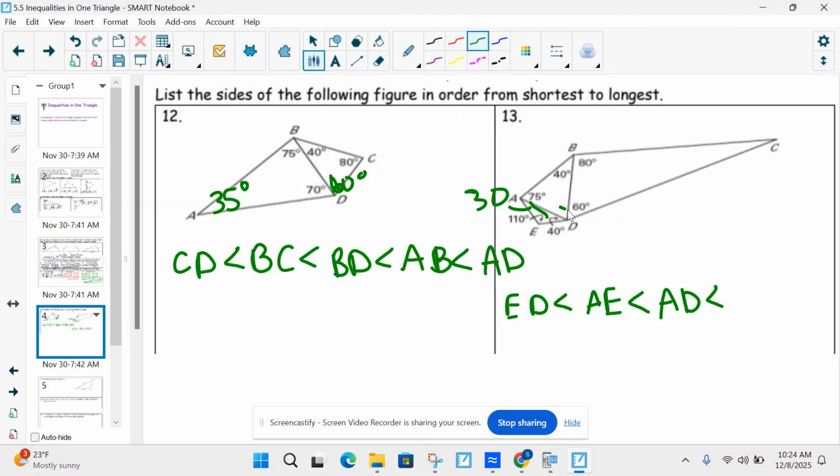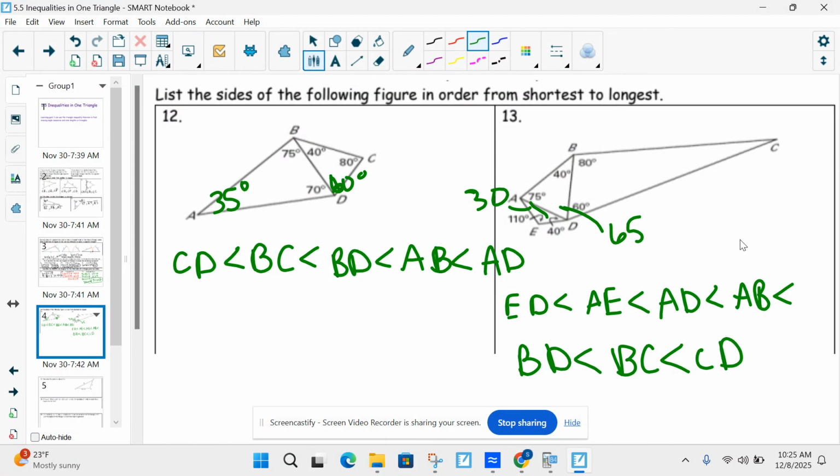So this angle here is 65, which means that AB is the next largest side. And finally, opposite of 75 would be BD. Then between the two you have left, BC is smaller because 60 is less than 80. And then DC, CD is the biggest side.